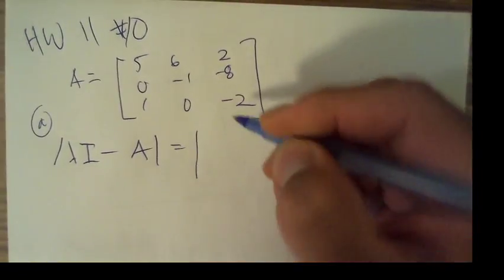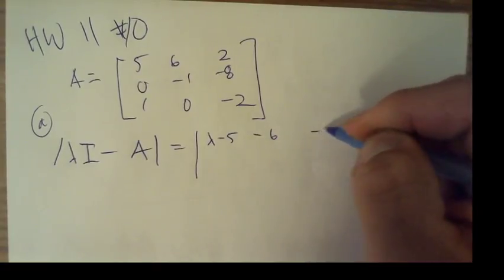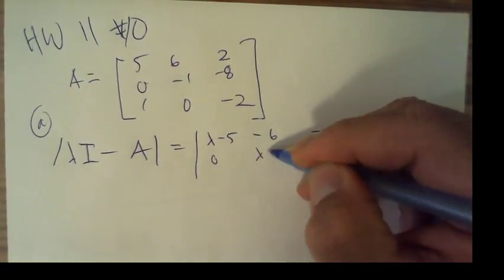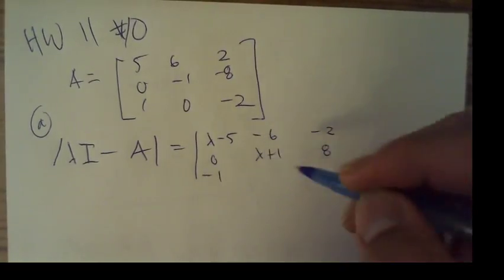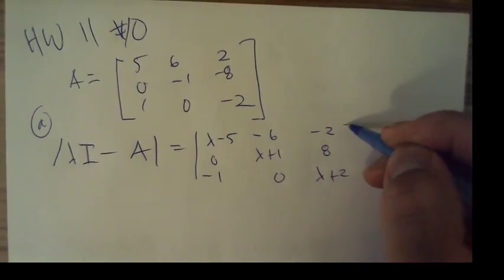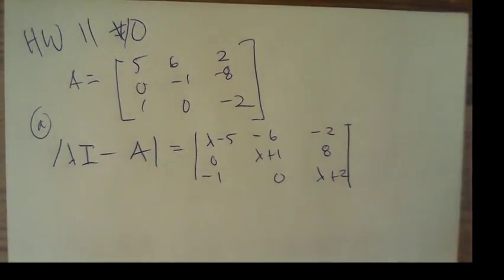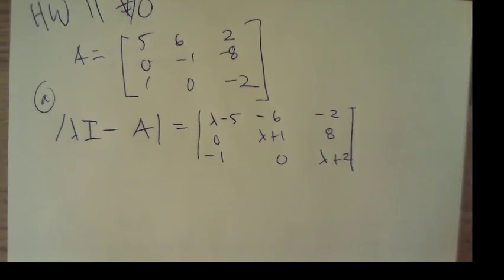All right, so if we look at part A, what we're after here is lambda minus 5, negative 2, 0, lambda plus 1, positive 8, 0, lambda plus 2. Okay, so we're after finding the determinant of this, and the determinant would be the characteristic equation.